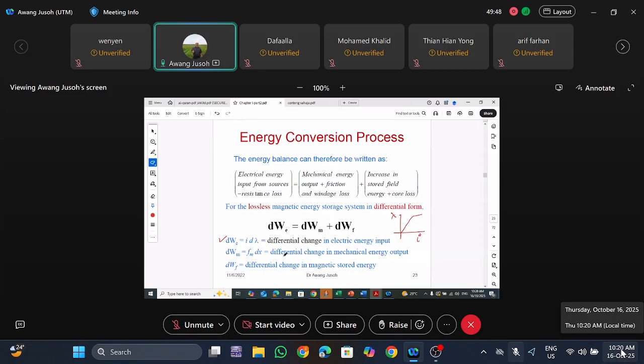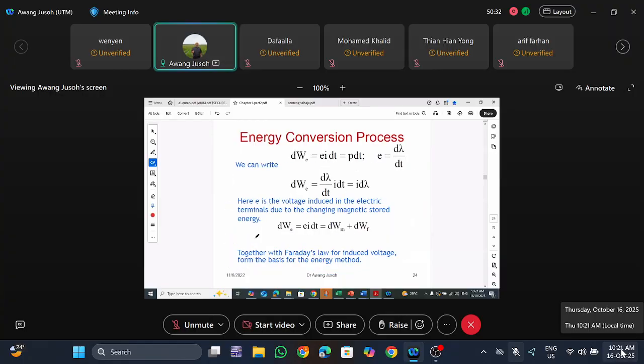So dWm is equal to f dx. f dx is equal to the differential change in mechanical energy output. A small or differential change in mechanical energy is represented by dWm, and dWf represents the differential change in magnetic stored energy. So this represents all this part. Understand? It's a straightforward formula. You just put dWe, here put dWm, and dWf.